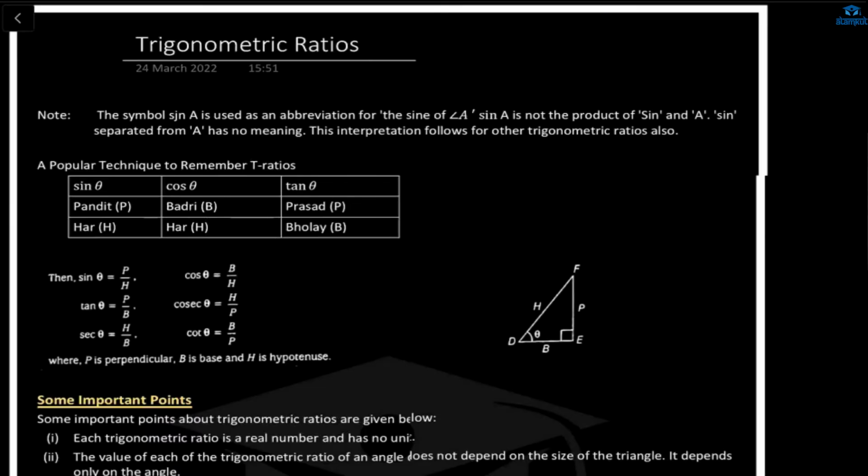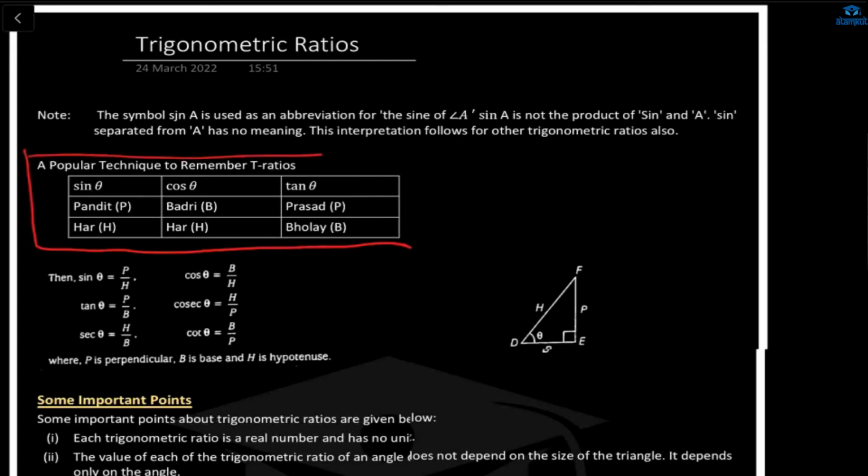Now see here, this is the best technique to remember this. Generally teachers teach this technique so you can remember easily. If you are learning for the first time, you may confuse whether sine is base by hypotenuse or perpendicular by hypotenuse. So this is a trick to remember: Pandit Badri Prasad har bole. From Pandit you take P and from har you take H, so it will be P by H, perpendicular by hypotenuse. This is just a trick to remember, so that you will never forget that sine is perpendicular by hypotenuse. Similarly, cos will be B by H, and tan will be P by B. So this is a simple trick through which you can remember this.